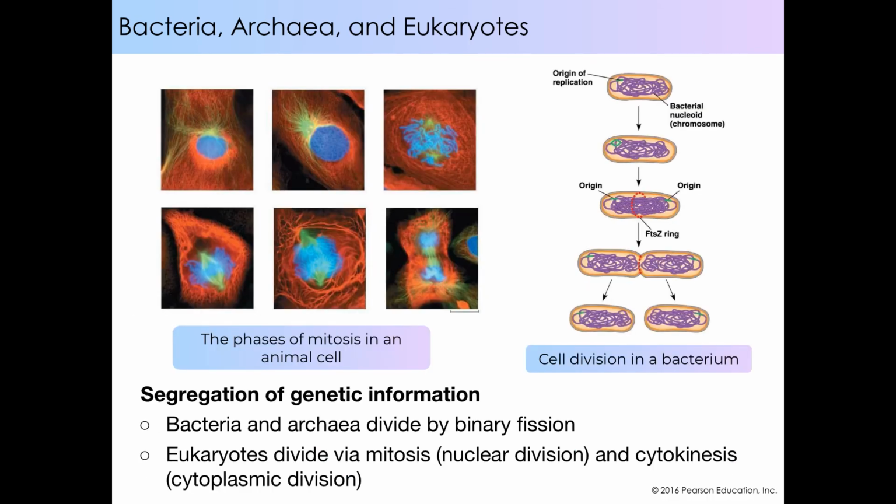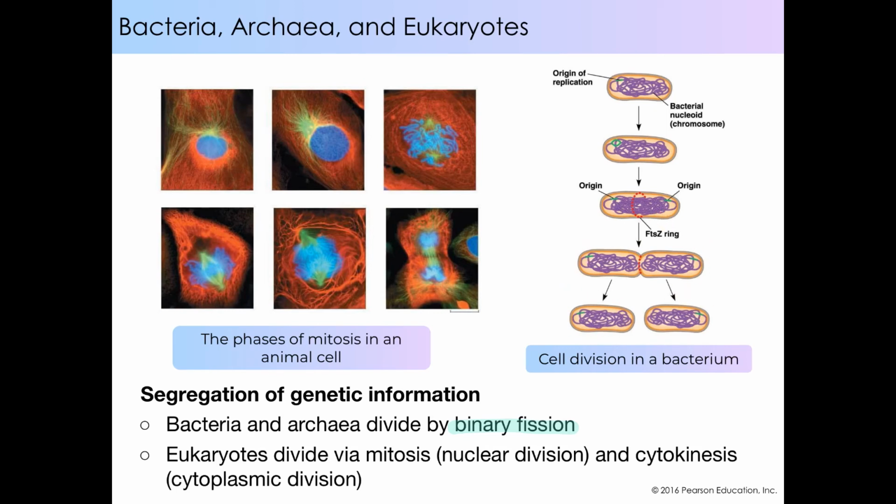Another key difference between eukaryotes and the archaea and bacteria is the way in which the DNA is allocated to daughter cells during cell division. Bacteria and archaea divide via a process known as binary fission that is not very well understood. But as you can see, it involves the replication of their single circular chromosome and the allocation of equal amounts of that DNA and cytoplasm to daughter cells.